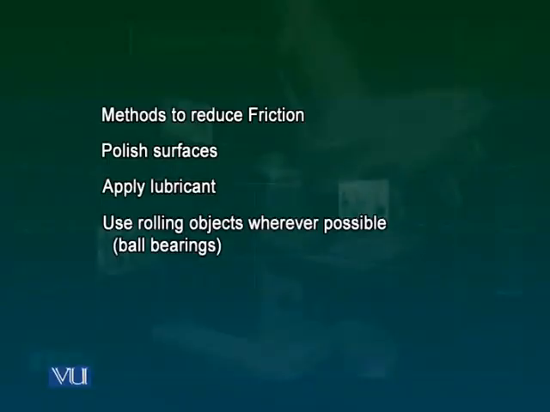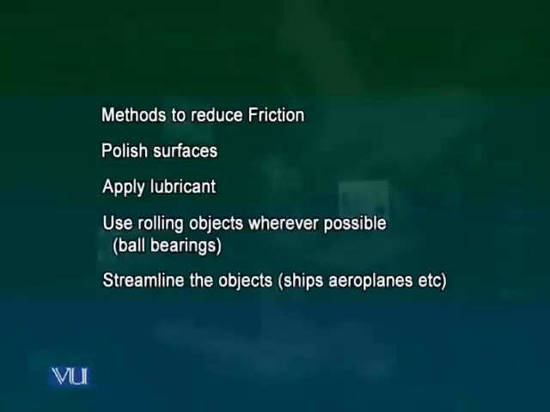We can use rolling objects or ball bearings in case you have to have very high speed. Examples are in your tires, where you have ball bearings because you do not want friction to take away a lot of energy. We can also, of course, streamline the object. If you look at aeroplanes and ships, you find they have a particular shape. They are pointed at the beginning where the majority of the friction is, where it is trying to penetrate the water or the air. So streamlining an object is another way to reduce friction.